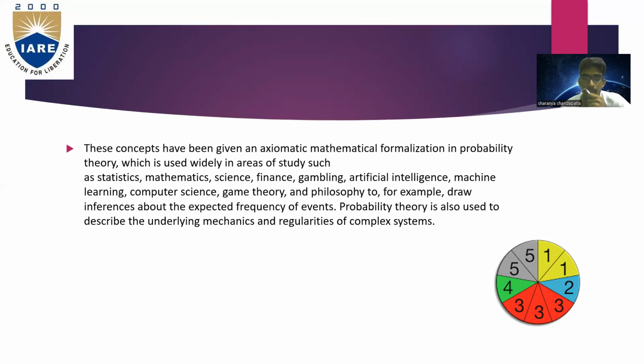So in statistics we use probability, and also in mathematics, as we are using now. In science also we use probability, and in finance we use probability to judge how much amount is to be paid and what is the probability that we can pay the money. It is also used in gambling, where in many games the probability of winning is calculated. In artificial intelligence, machine learning, and computer science probability is also used. In game theory, for predicting the winning rate and whether a team will win a match or not, probability is applied. And in philosophy too, because in the prediction of the future, probability is used.